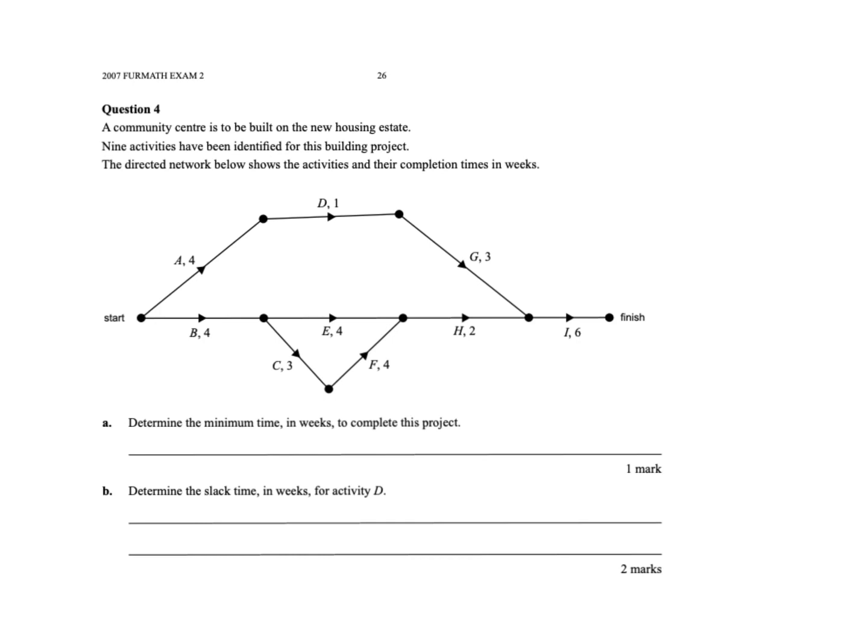Okay, question 4. A community centre is to be built on a new housing estate. 9 activities have been identified for the building project. The directed network shows the activities and their completion times in weeks. Determine the minimum time in weeks to complete the project. So that's the critical path.